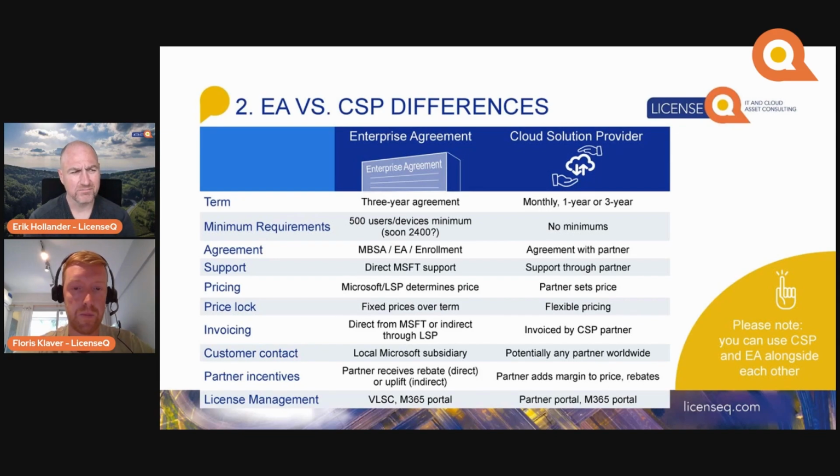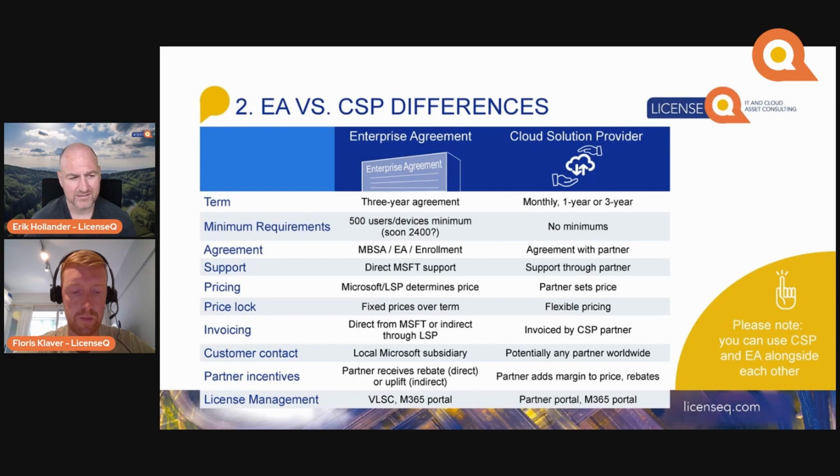The minimum requirement for an EA is 500 users. So we've seen Microsoft deviate from that when it suits them. For instance, we have seen in the hospital market that they recently announced to lower that to 250 again. But what we see in general is the tendency that it will be uplifted in the future. We think approximately 2400. Why 2400? Because we think the lower-level client base is too much of a hassle for them.